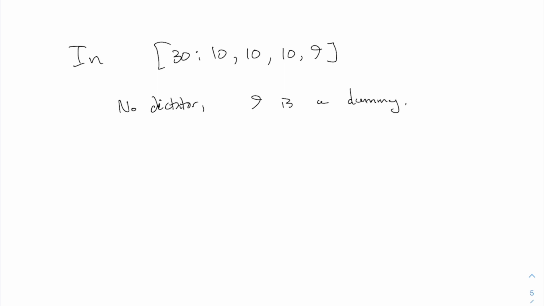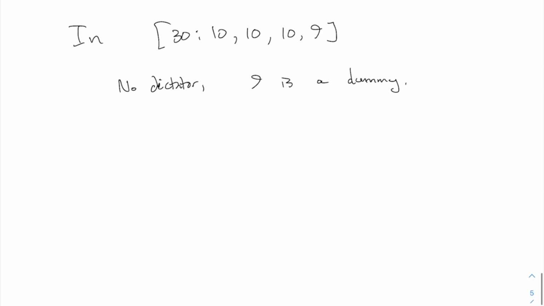What about veto power? Are any of these voters necessary in order to get to 30? Like for instance, this 10 here. Do you need to use this 10 in order to get to 30? I think the answer is yes. That means this 10 has veto power. And the same is true for the other 2 10s. So in this case, no dictator, 9 is a dummy, and each of the 10s has veto power, because you need each one of those 10s in order to make it to 30.